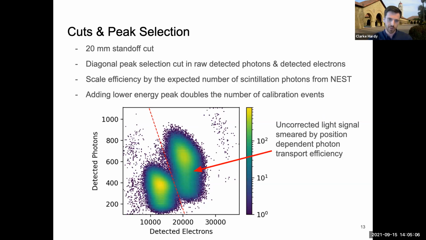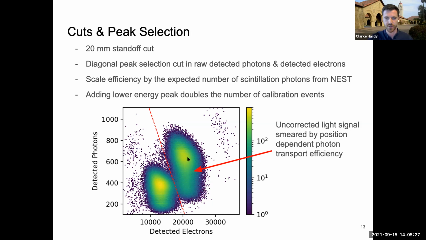And so I applied some simple cuts to this data. First, it's just a 20 millimeter standoff cut to cut away events from the edges. Since we do have these 2 peaks, only one of which we intend to calibrate on, I applied this diagonal selection cut in the raw detected photons and detected electrons. And you can see basically what the uncorrected light signal looks like.